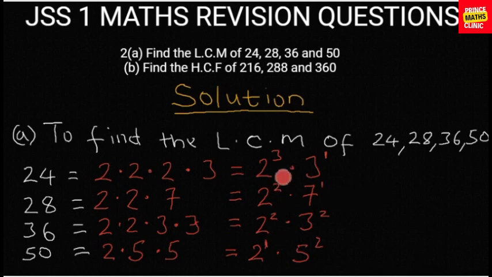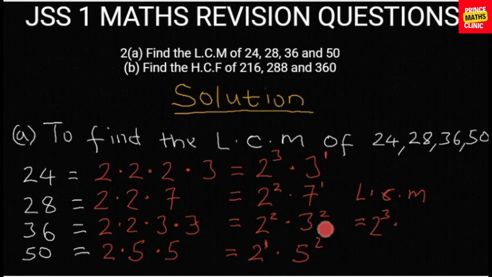Which of them is the highest here? 2 raised to the power 3, right? So our LCM will now be equal to 2 to the power of 3, because this 2 to the power of 3 has the highest power in the categories of 2, right? And we have 2 here. Good. The next one is 3.